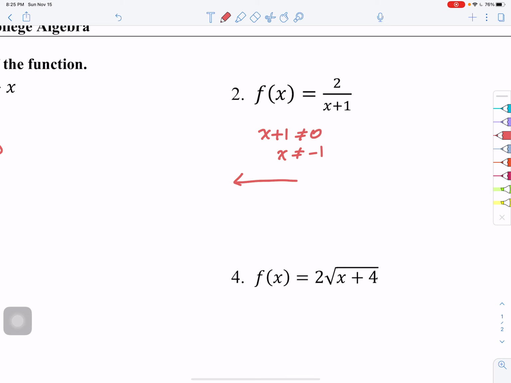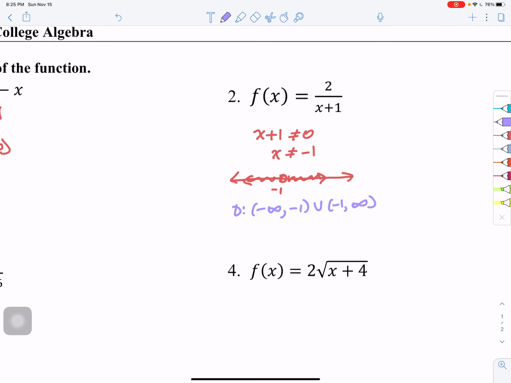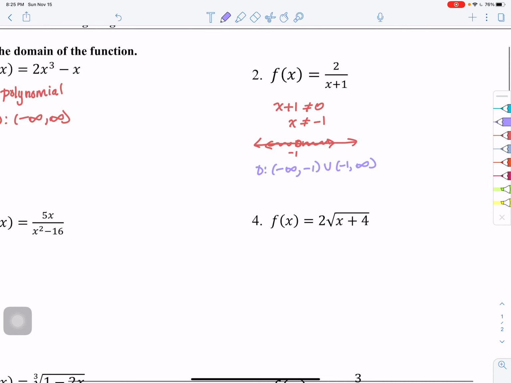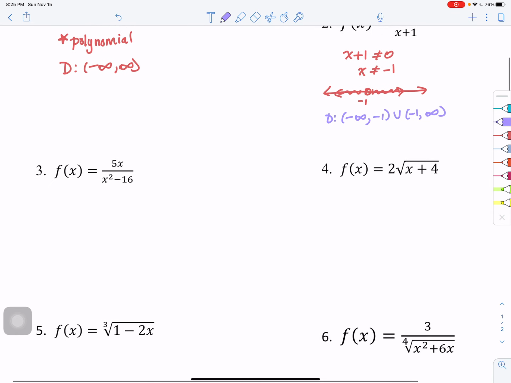On a number line, we have -1. We cannot have x equal to -1, but we want everything to the right and everything to the left. So the domain is -infinity, going all the way to -1, jumping up and over on the other side of -1, going all the way to infinity. So only one restriction, and that is that x cannot be equal to -1.